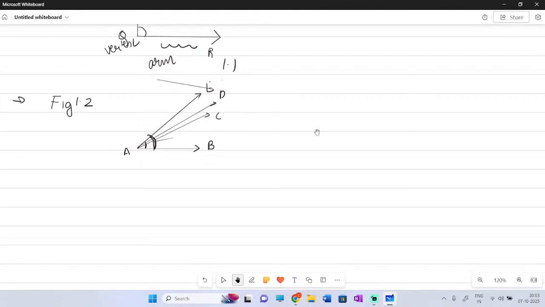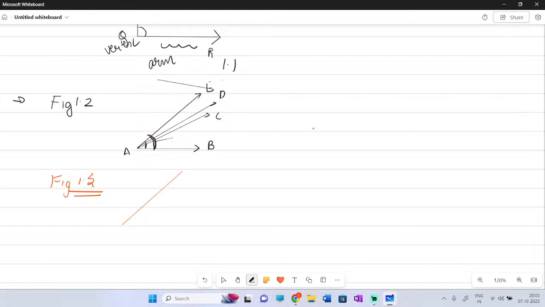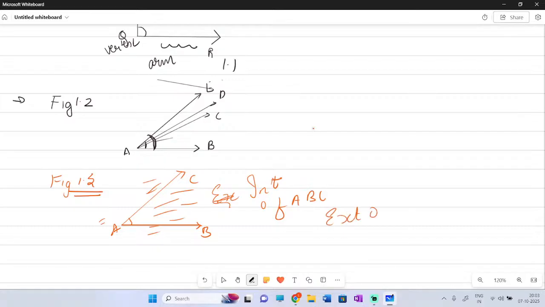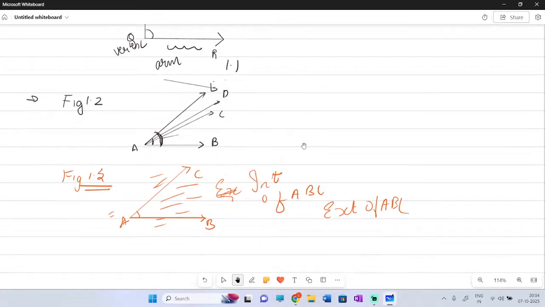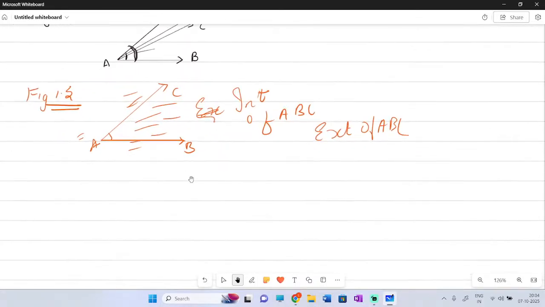Okay. Now figure 1.3. Next angle. This is very important. Everything is important in this chapter, but we have to understand the base. This is angle ACB. We know this is the vertex, and this is the common arm. And this part is known as the interior of ABC, and this part is known as the exterior of ABC. Very, very important. Just learn it thoroughly.